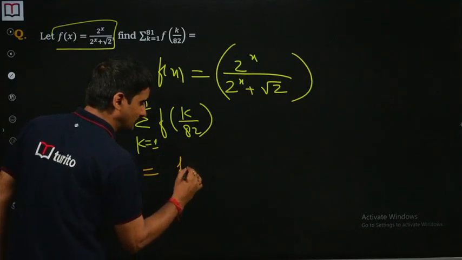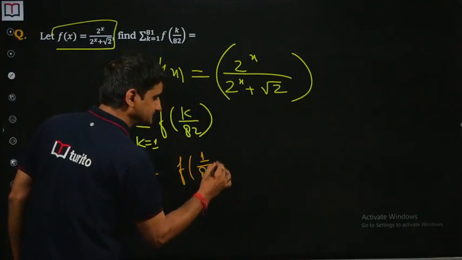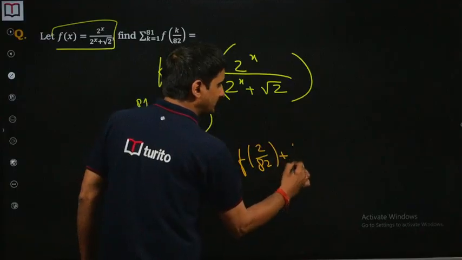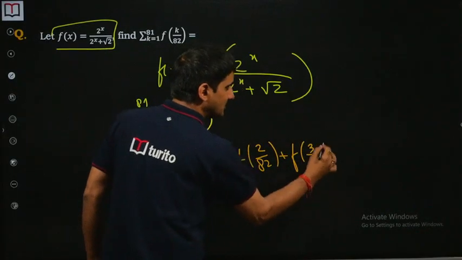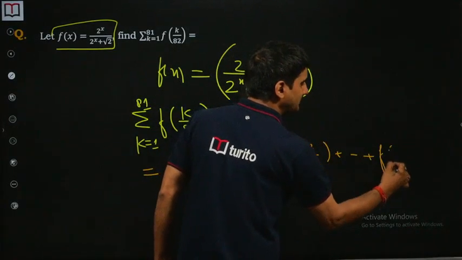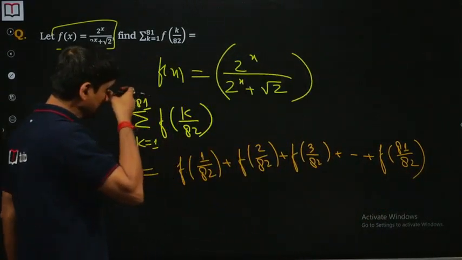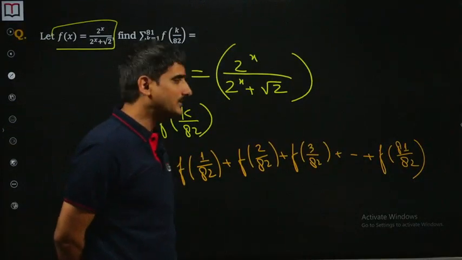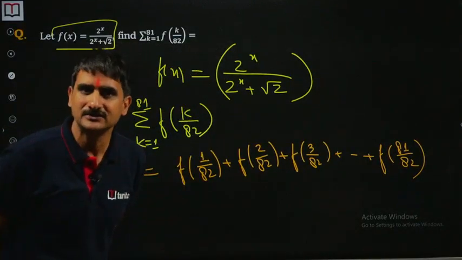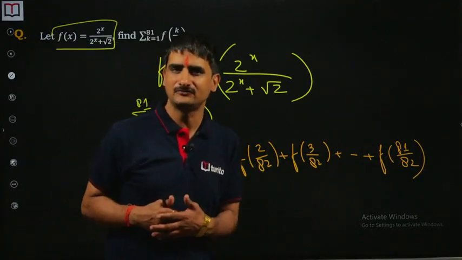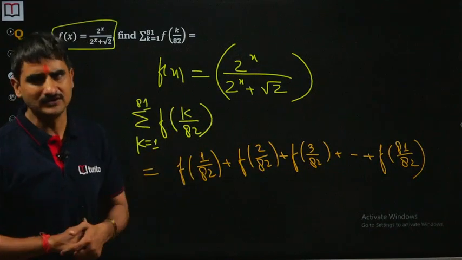So if you open it, what have they asked? f of 1 by 82, f of 2 by 82, f of 3 by 82, and so on, up to f of 81 by 82. How many terms do we have here? We have 81 terms here, in which 41 is the middle term. Before that we have 40 terms, and from 42 to 81 again we have 40 terms.